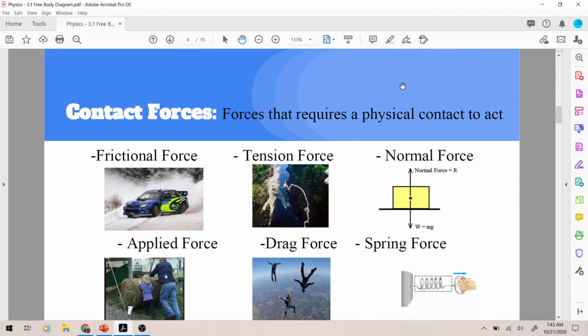We also have some other forces, and we call them contact forces. What is the difference for a contact force? You need physical contact to be able to act on the object. What are the common examples of contact forces? Frictional force, tension force, normal force, applied force, drag, and spring force. You have some more, like buoyant force as well, but these are the ones we're going to be using in most cases. So it's important that you know those 6 contact forces.